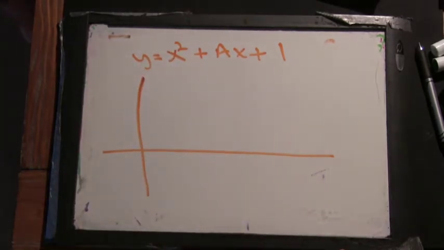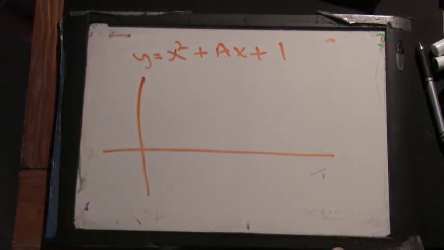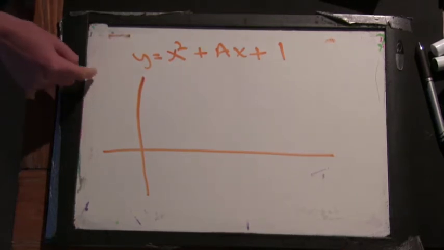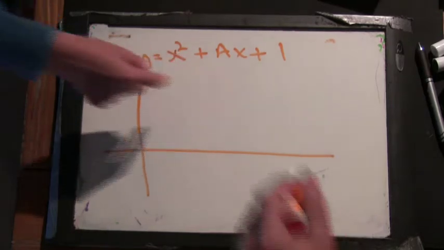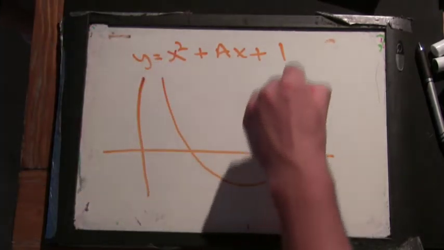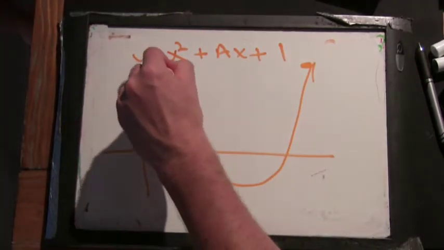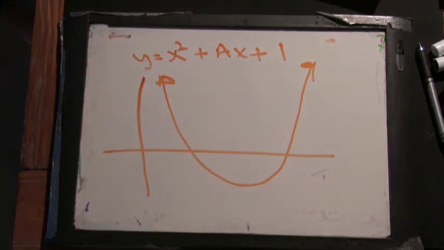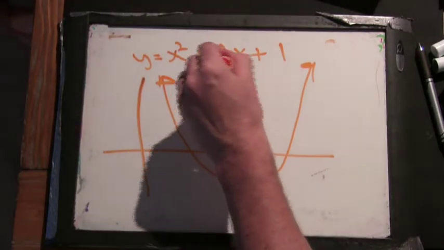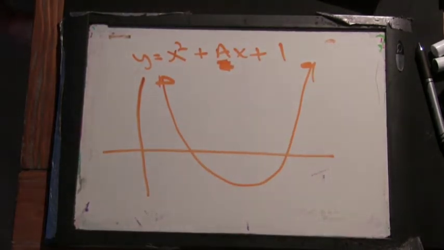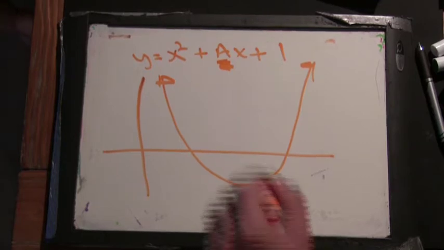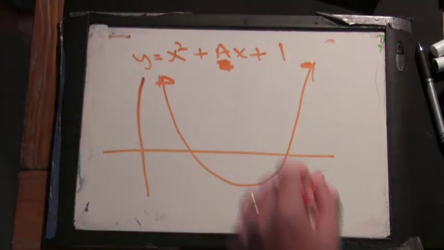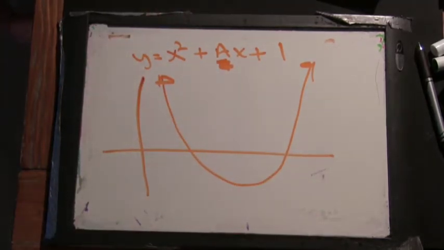This is called what? A parabola. Do you know what a parabola looks like? It's kind of like that. Yeah, it's kind of like a U shape. And the shape is going to vary based on what A is. Sometimes it might look like this, sometimes maybe it's a parabola over here, who knows.